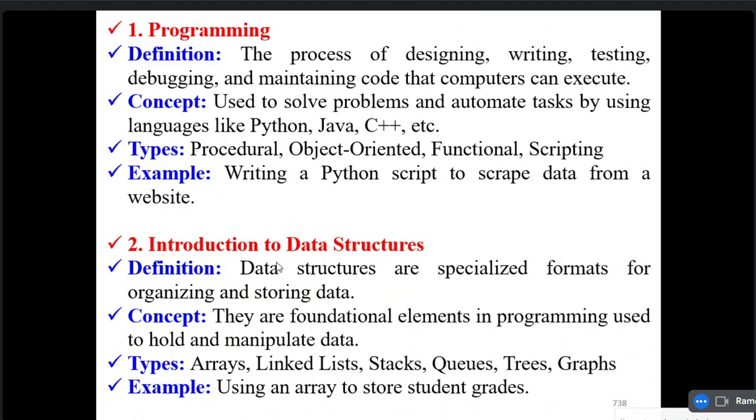Application softwares are different. For example, in the banking system, we are using so many applications. The process of designing, writing, testing, debugging, and maintaining code that computers can execute is called programming. Designing is done through diagrammatic representation, then we write the code and test the code. Debugging means eliminating the errors in a software.